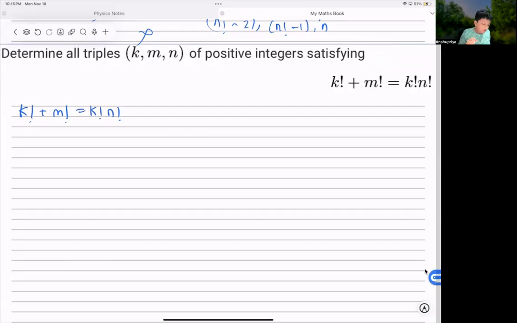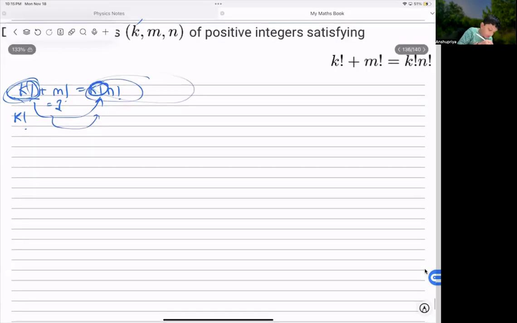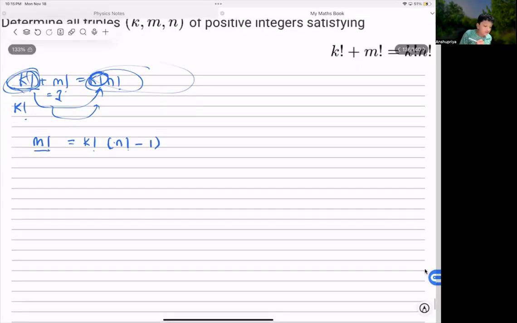Okay guys, can we take this k factorial term to the other side? Why, you might ask? Because m factorial is obviously reducible by k factorial. If we take it to this side, then this will become common. So we get m factorial is equal to k factorial times (n factorial minus 1). Okay, guys? We have m factorial is equal to k factorial into (n factorial minus 1).